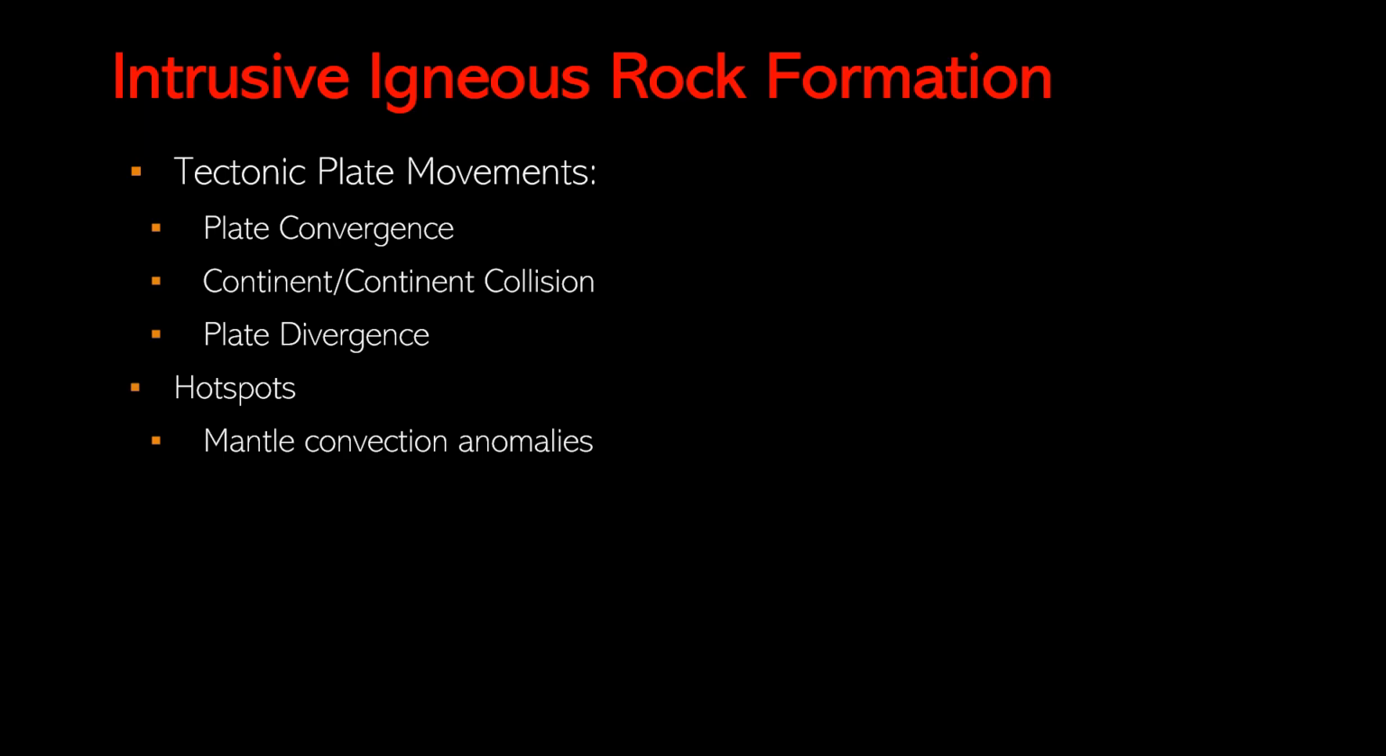Hotspots, mantle plumes, or upwellings of abnormally hot rock, can cause localized melting and magma generation, leading to intrusive activity beneath both oceanic and continental plates. Crustal weaknesses. Fractures and faults in the Earth's crust provide pathways for magma to rise.